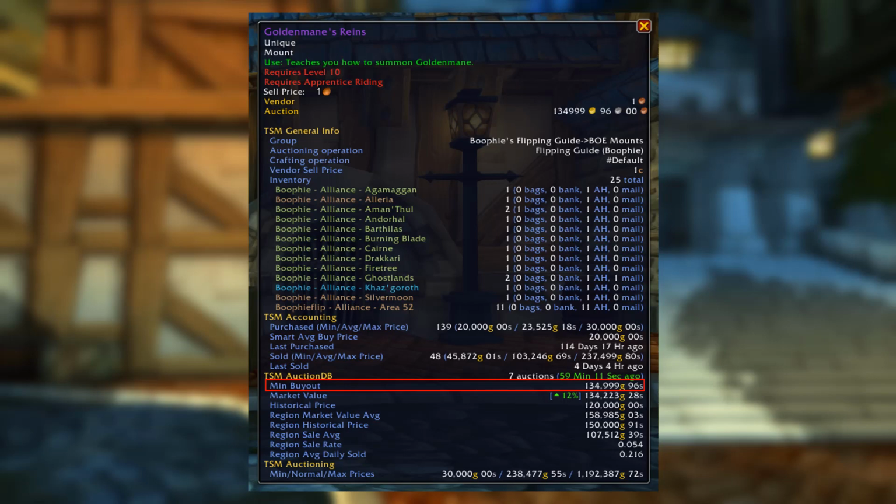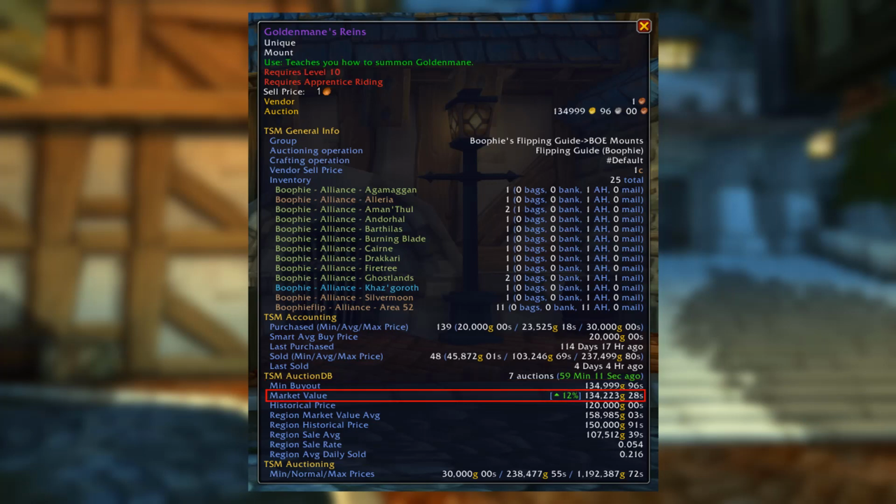So the min buyout is the lowest price on your realm for that item since TSM has last given you data for that realm. So it's basically the lowest price on your realm for that specific item.